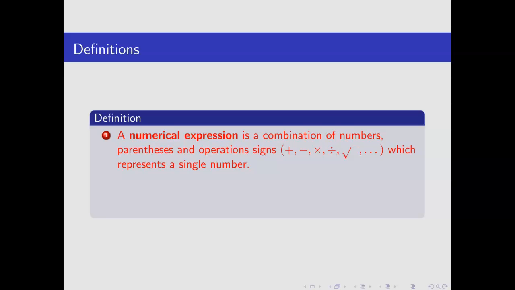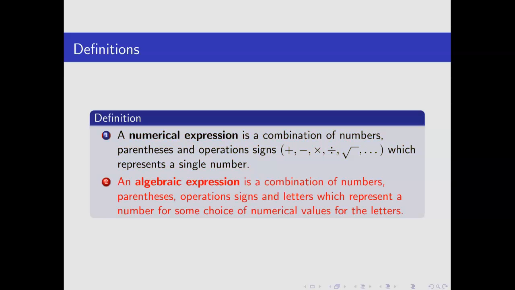A numerical expression is a combination of numbers, parentheses, and operation signs, which represent a single number. And an algebraic expression is a combination of numbers, parentheses, operation signs, and letters, which represent a number for some choice of numerical values for the letters.